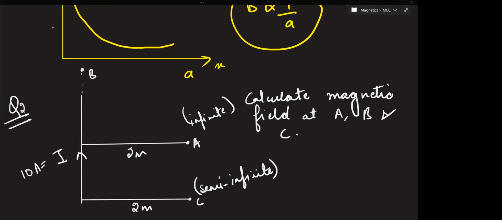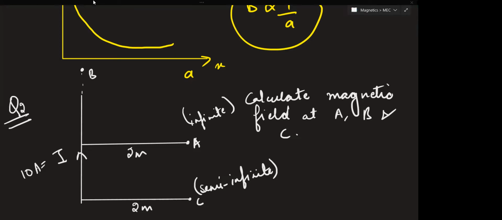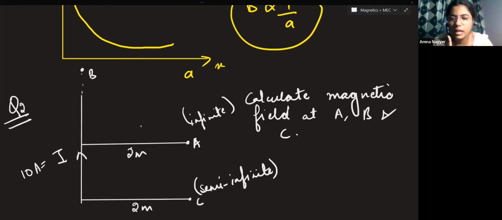Can you explain how I got infinite and semi-infinite? In the above portion or in this question? In this question. When you're treating it for the A part, forget that C point is there. Just take that wire, have a look at the wire, and this point A is there. So an infinitely long wire is there, A point, you have to calculate the magnetic field. You have the formula for infinite wire. So A part is solved.